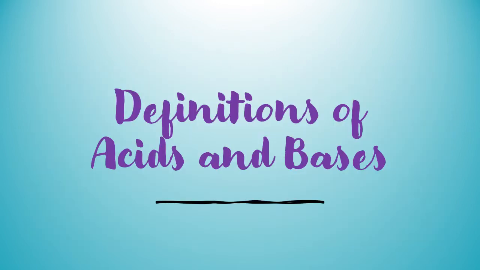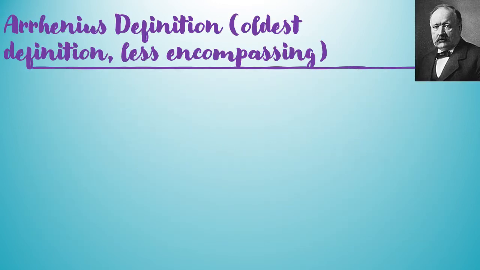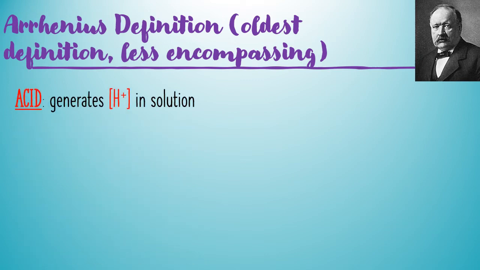Okay. So some definitions of acids and bases. The Arrhenius definition. This is the oldest one and the less encompassing. It doesn't include every acid that there is. So it says an acid generates H plus in solution. H plus is known as a proton. If I say proton, it also refers to a hydrogen ion.